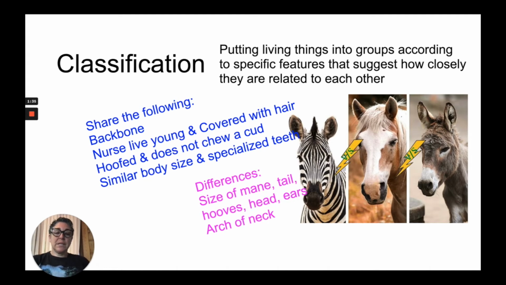The differences in these organisms are the size of their mane, their tail, their hooves, their head and ears, and also the arch of the neck. So based on these features, we can say that these organisms are closely related to each other with minor differences.